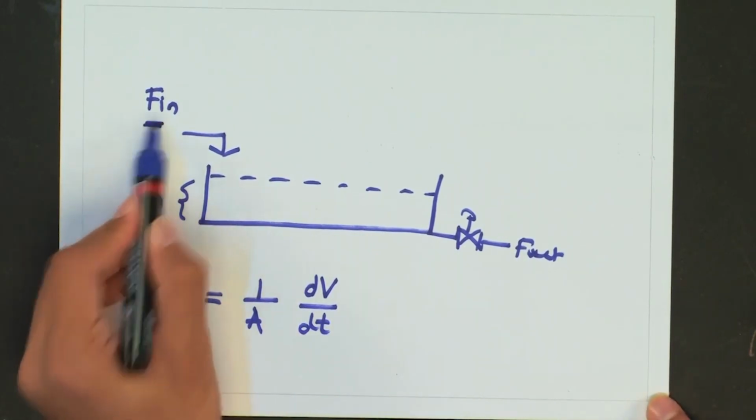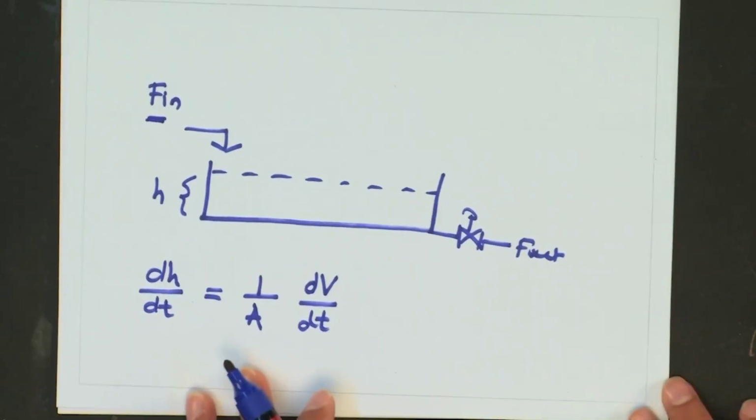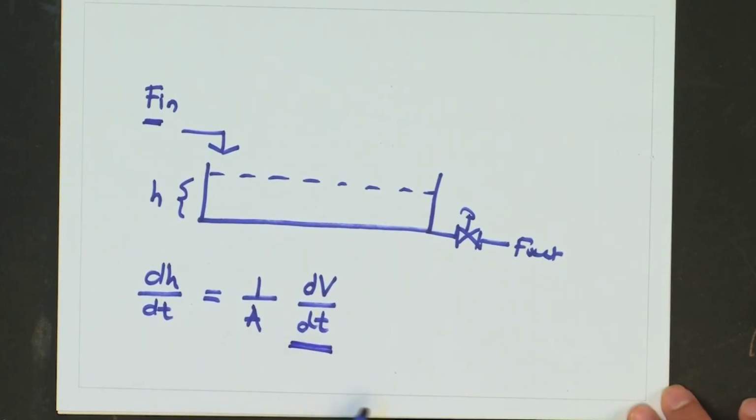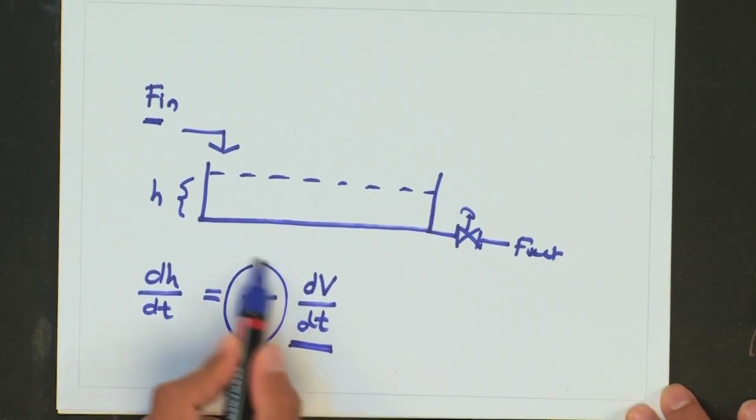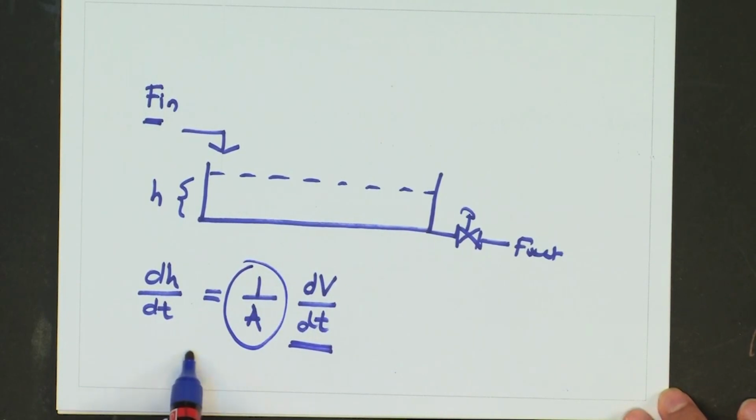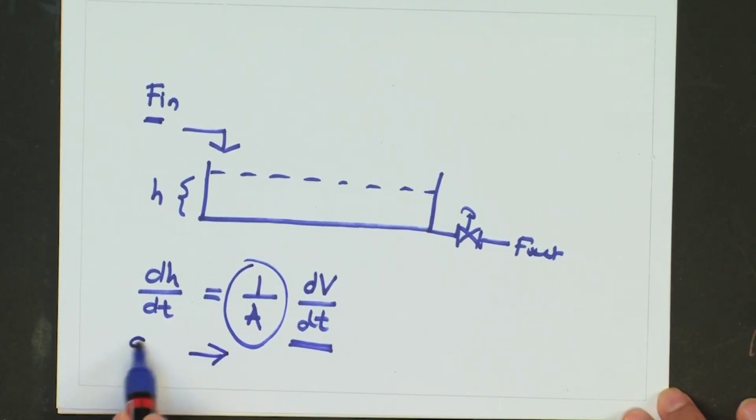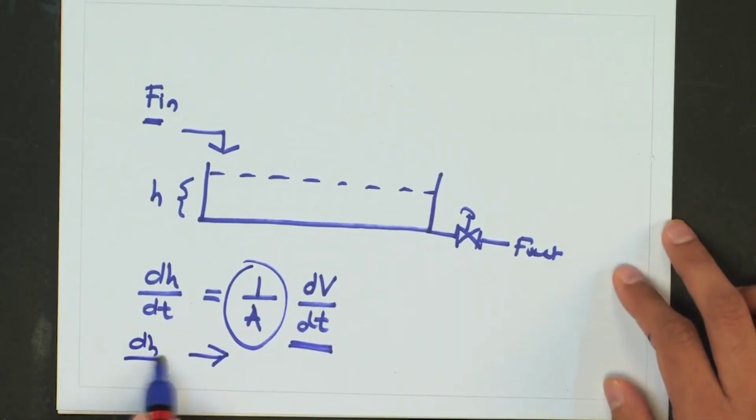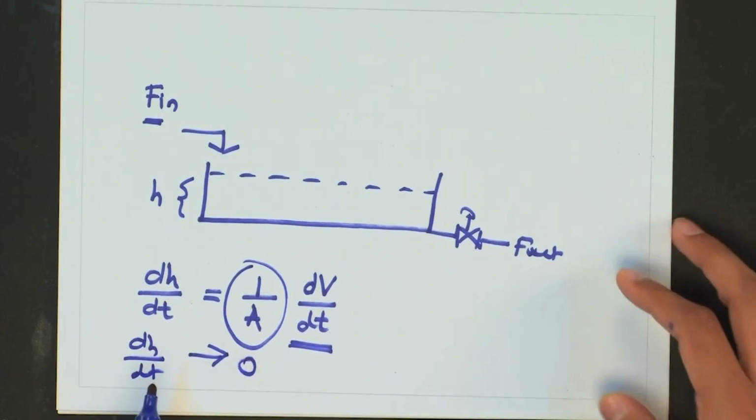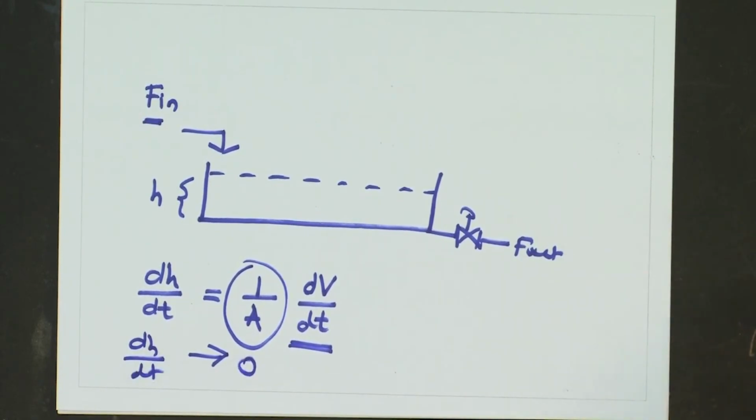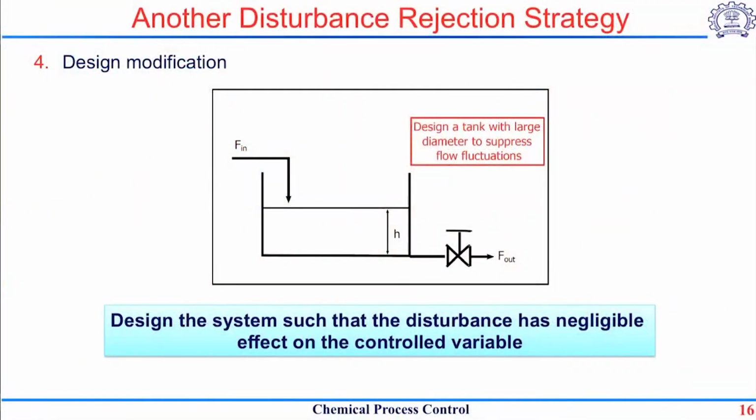So, the change in F is going to affect the change in volume, but I can always select a very large area such that this dH by dt is very small and the height of the tank would not change much from its desired value. We will see later that it is not a control strategy, it is just a design modification which can be done so that you maintain the height inside the tank.